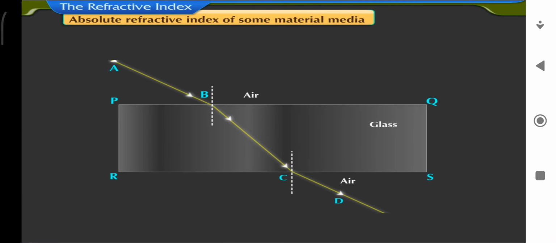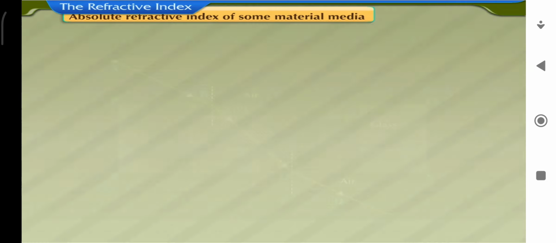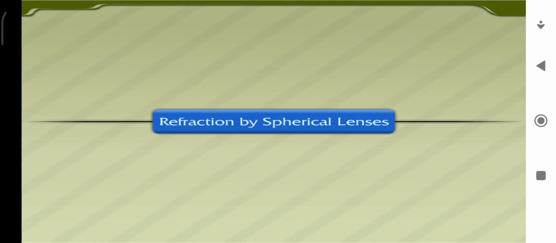Having studied about the refraction of light, let us now study the refraction of light by spherical lenses. Refraction by spherical lenses.